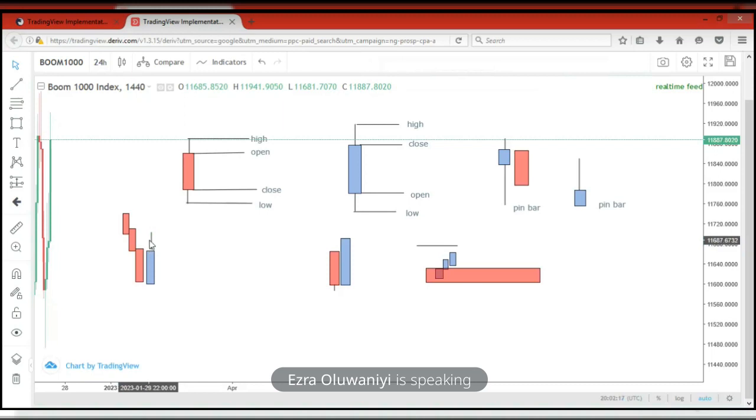All right, just manage this drawing. I don't know why it's not staying where I want it to stay. So just manage this drawing.